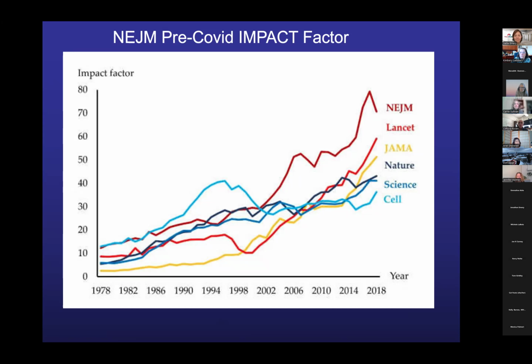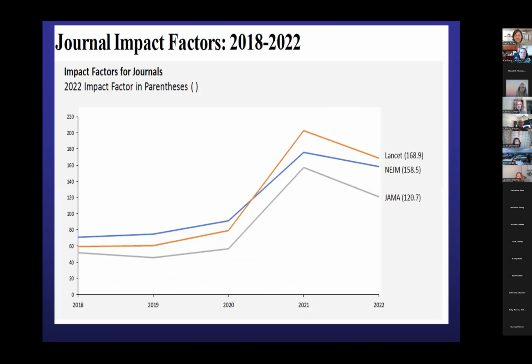I'll show you one other thing. So over time, though, the impact factor changes. And this is an example. In 2021, the impact factor was as high as 168 for Lancet and 158 for New England Journal. That was much higher than the mean values, which have been in the 50s and 60s. And the reason for that is the COVID epidemic.